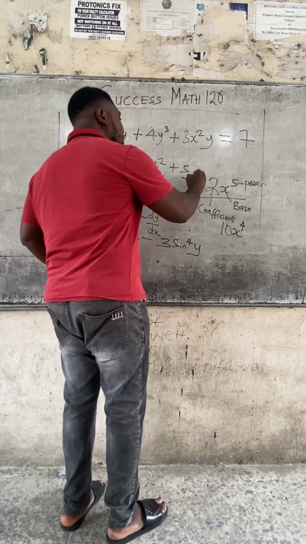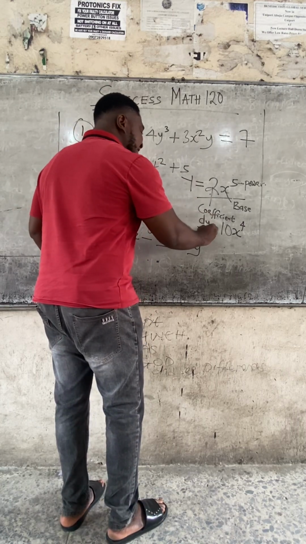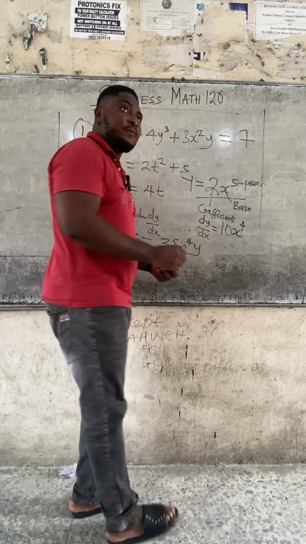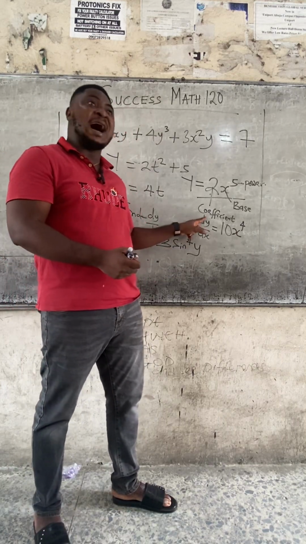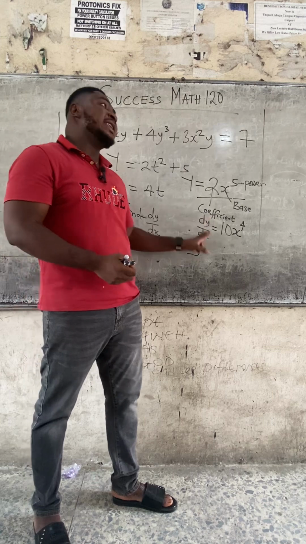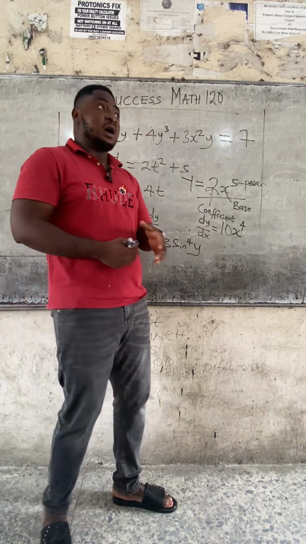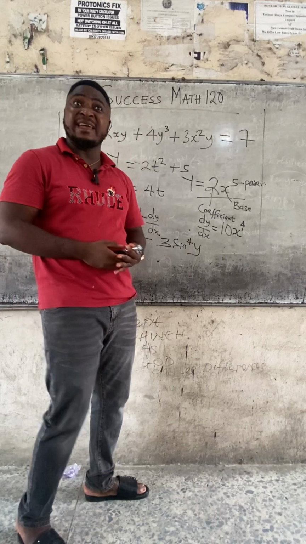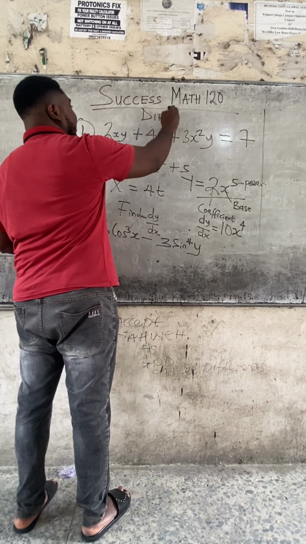So class, if you have a function y equals 2x raised to power 5, then we'll say dy dx equals 10x raised to power 4. The symbol or the expression we use to represent derivative is dy dx. We use dy dx to represent derivative or differentiation. Another name for differentiation is derivative.